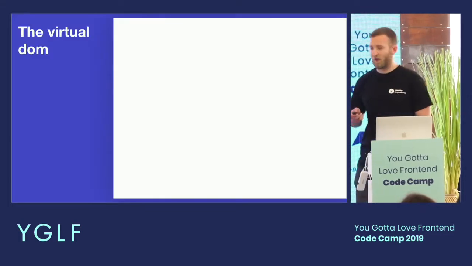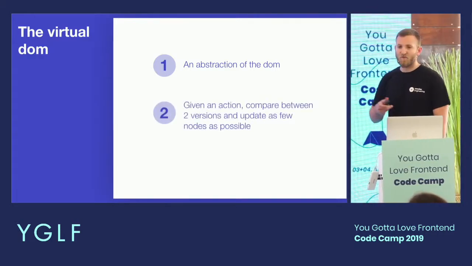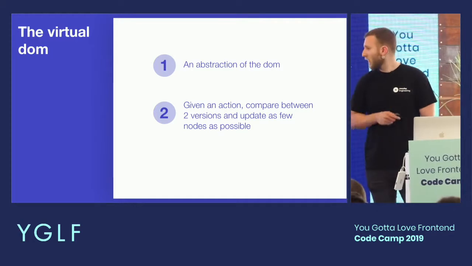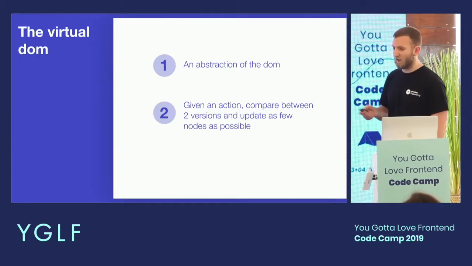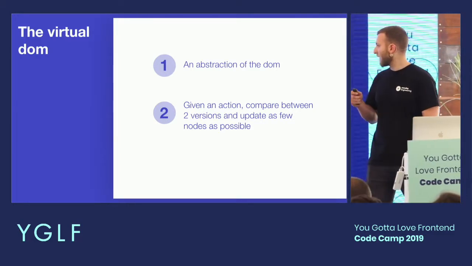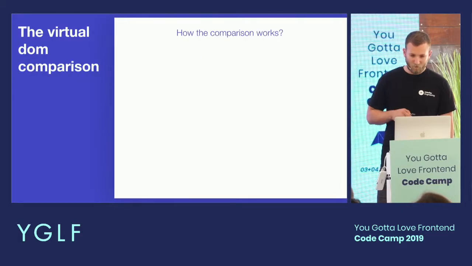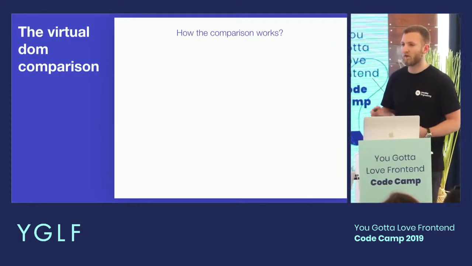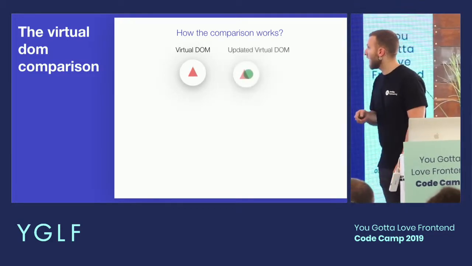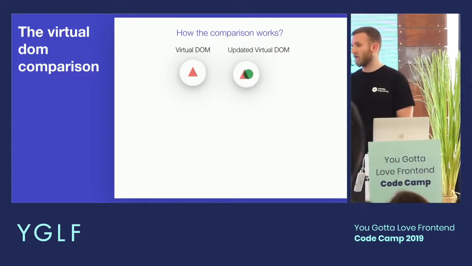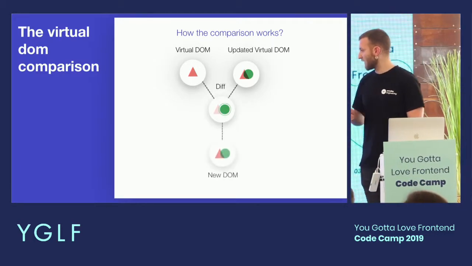So we have the concept of virtual DOM. Virtual DOM is an abstraction of the DOM. We can build 2 versions of the DOM, for example in JavaScript, and then compare them in order to find the minimal diff in order to update the DOM itself. To do that, we need to compare the 2 different trees. We can see here the virtual DOM and the updated virtual DOM after the process that we did. For example, we remove the first element in a list, and then we find the minimal diff and update the actual DOM.